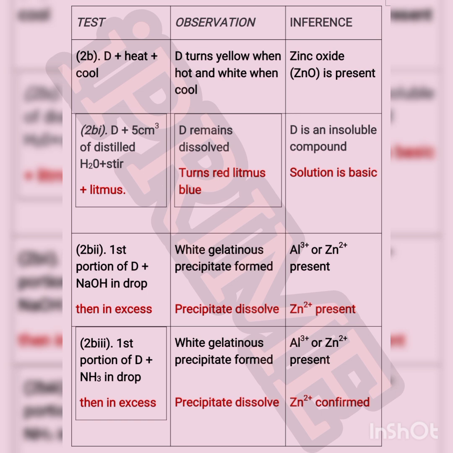So move on to the last part, where we are to add aqueous ammonia to the second portion of D, in drops as well. In drops, we have a white precipitate formed, not gelatinous. That indicates the presence of aluminum ion and or zinc ion. Then in excess, the precipitate dissolves, and that indicates the presence of zinc. So just take note, zinc 2+ is present.